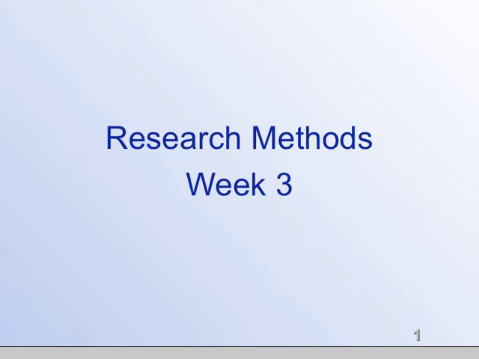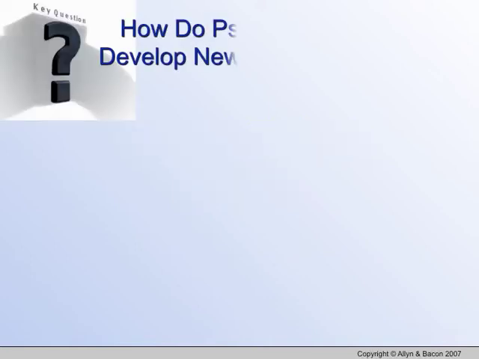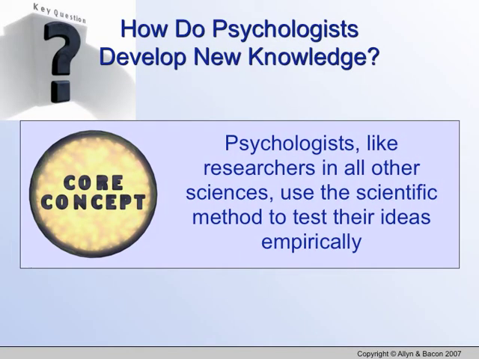So let's get started. Research. Okay, so how do psychologists develop new knowledge? How does it all come out? All of psychology is based on research, okay? Just like we talked about last week, it's the science of taking concepts, applying them, and getting the most out of it by using the scientific method, all of those observations. Psychologists, like researchers in all other sciences, use the scientific method to test their ideas empirically, okay?